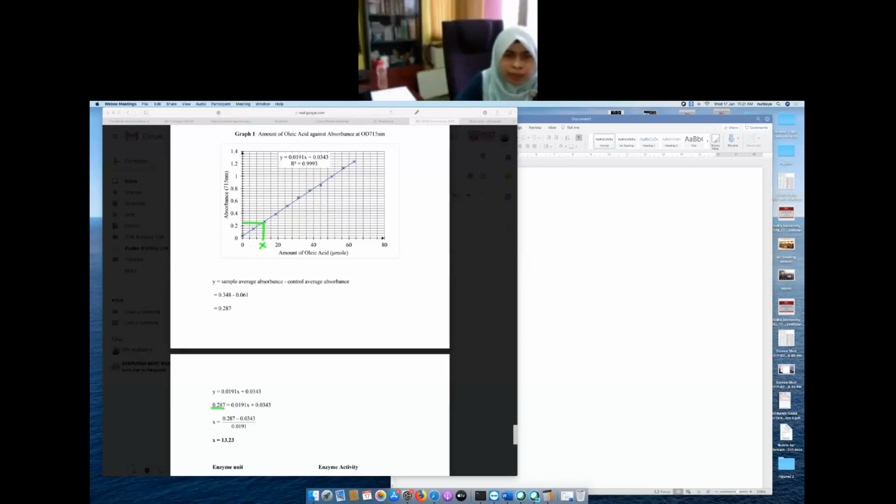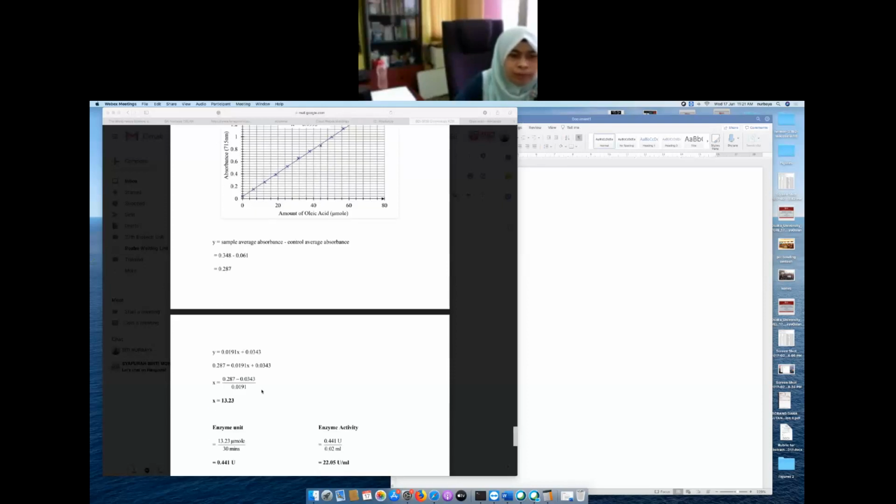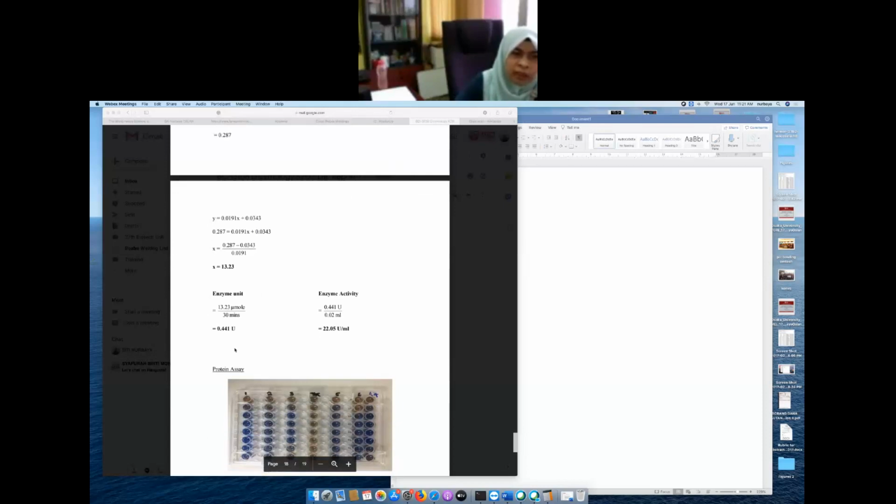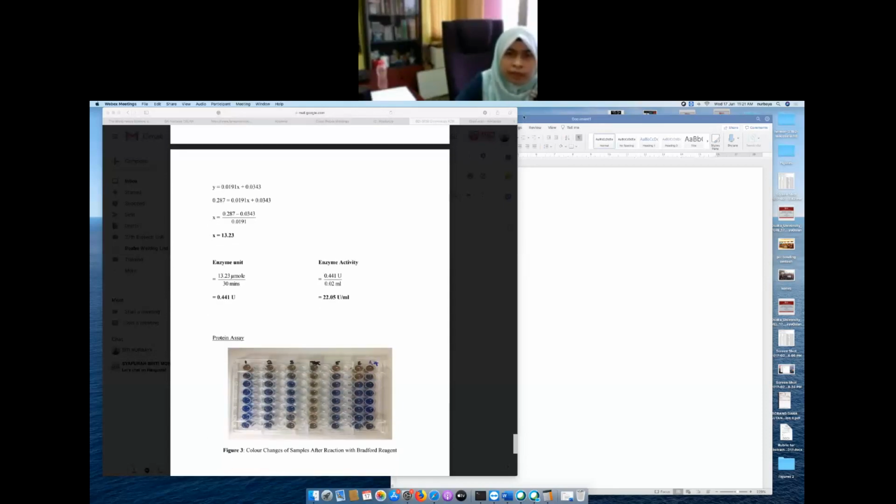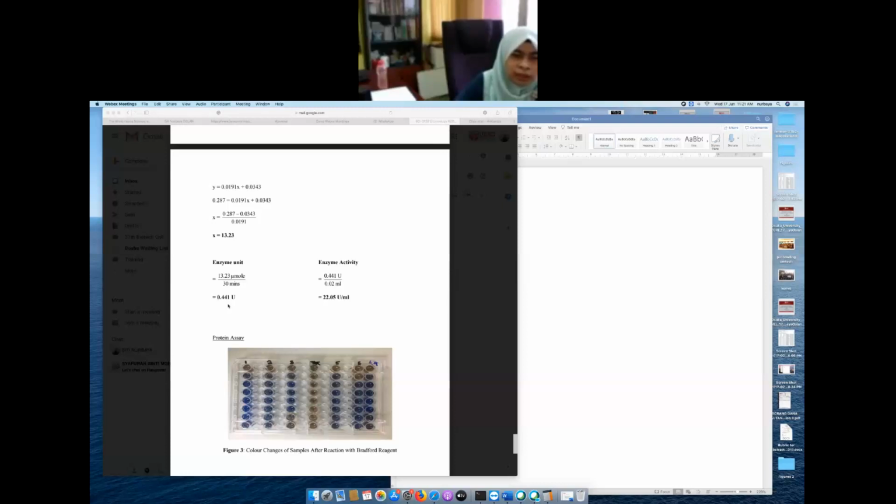So that's the way. And then after that, we go for enzyme unit, enzyme activity. Yeah, they have calculated correctly. So 12.3 micromole, 3.23 micromole, put it in here to get the unit. And then after that, you got the final one in unit per mil, 22.05 unit per mil. Okay, so we're done with the enzyme assay.